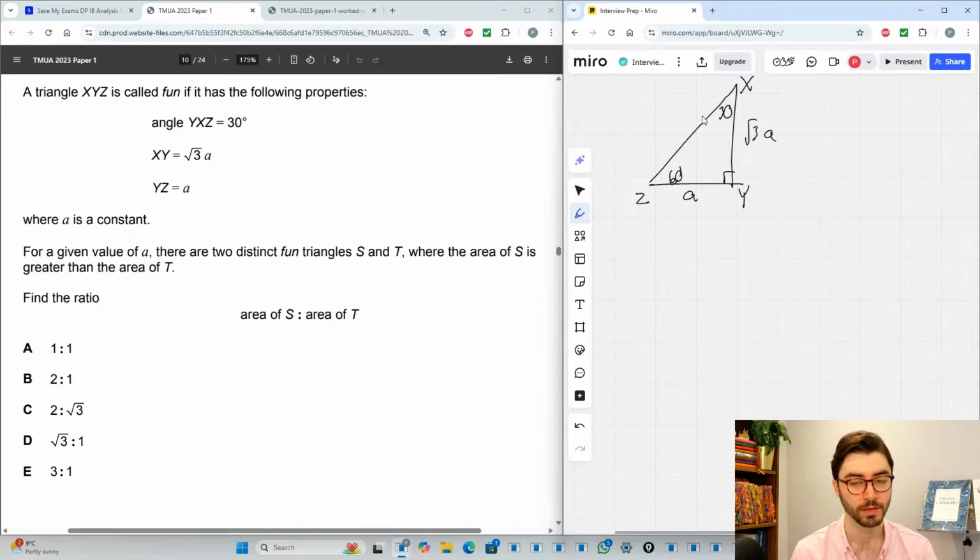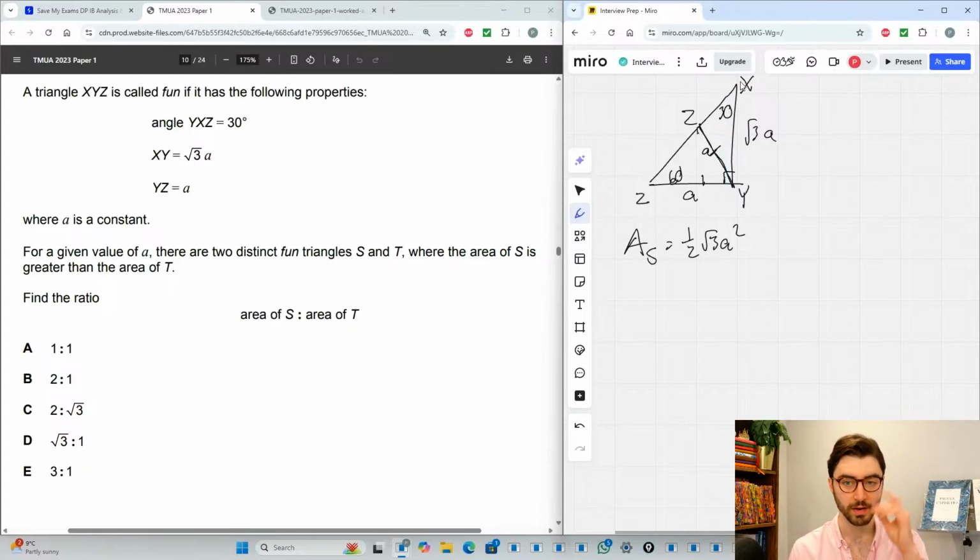What's the other way I can do this, though? If that's 30, the other way I could have done it is here. I could also have put Z here, where that is also A. That would still work. So S is greater. So S is the right triangle. So the area of S is a half root 3A squared.